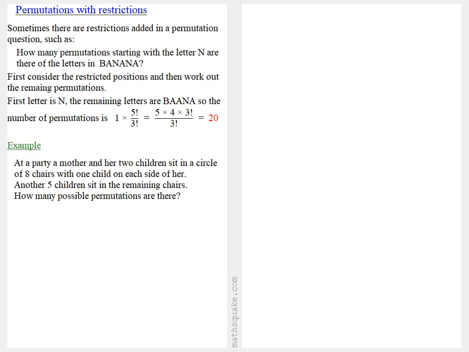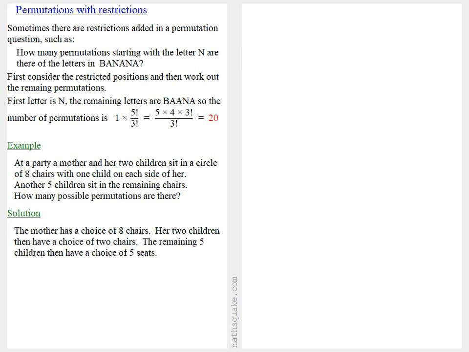At a party, a mother and her 2 children sit in a circle of 8 chairs, with 1 child on each side of her. Another 5 children sit in the remaining chairs. How many possible permutations are there? Well, to solve this, the mother first has a choice of 8 chairs. Her 2 children then have a choice of 2 chairs, depending on who sits on the right and who sits on the left of her. The remaining 5 children then have a choice of 5 seats.